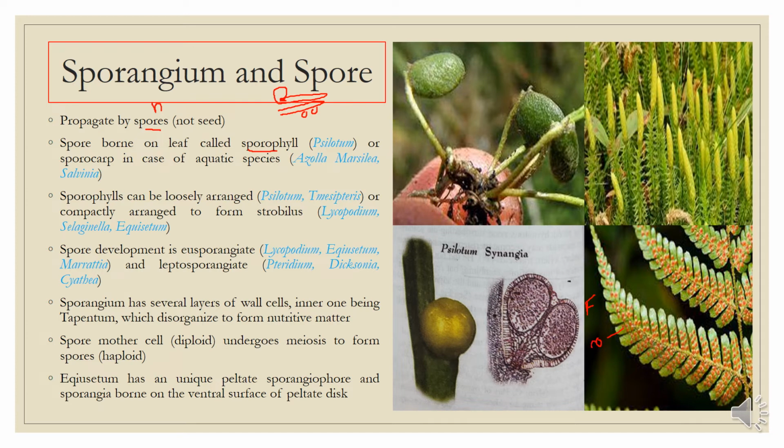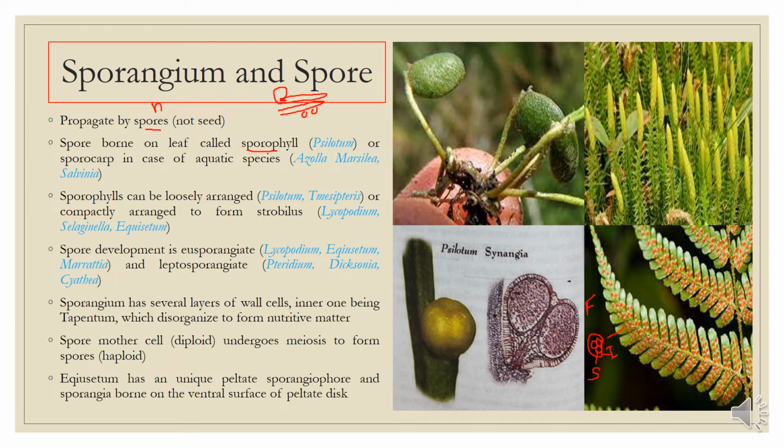That is, many sporangia occurring together form a sorus, and they have a protective covering, and that protective covering is called the indusium. So the indusium and the sorus are all present on the lower surface of the fern.